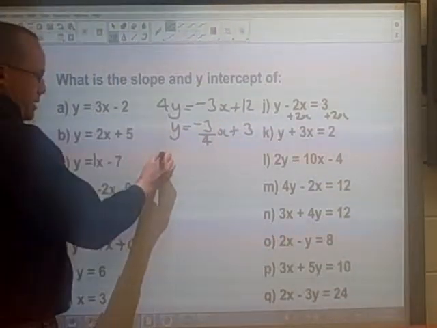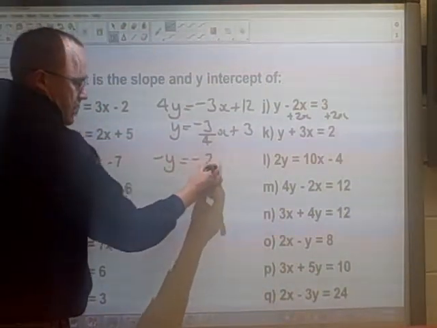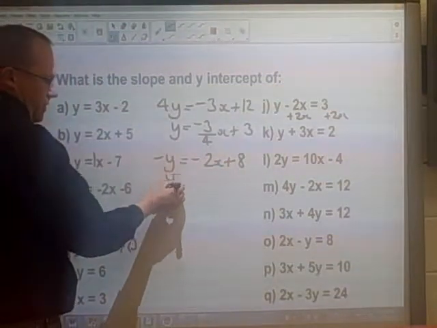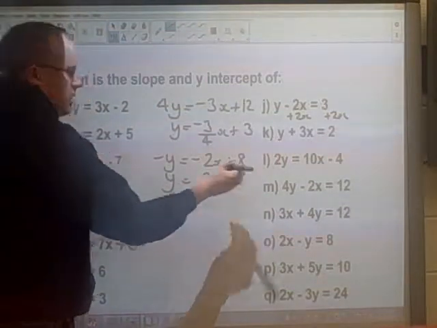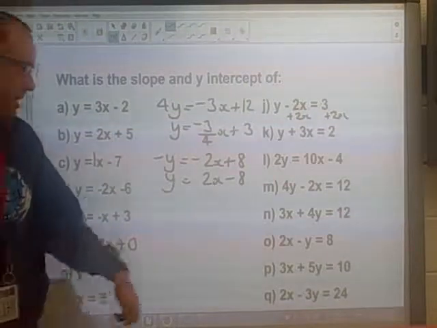2x minus y equals 8, so I'm going to bring the 2x to the other side. So that's going to become negative y equals negative 2x plus 8. And then now I'm going to change the sign on everything. So this becomes positive y, this becomes positive 2x, and that becomes negative 8. So slope of 2, y-intercept of negative 8.